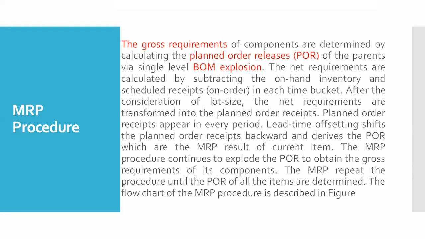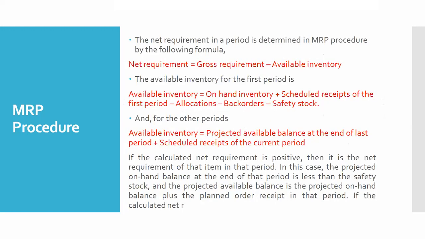Planned order receipts appear in every period, and lead time offsetting shifts the planned order receipt backward and derives the POR, which are the MRP results of the current item. The MRP procedure continues to explore the POR to obtain the gross requirements of its components. MRP repeats the procedure until the POR of all items are determined. The flowchart of the MRP procedure is described here.